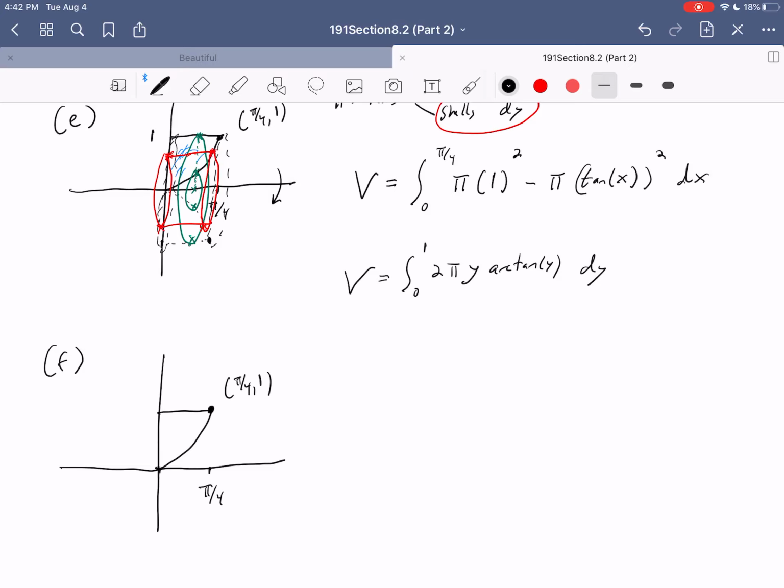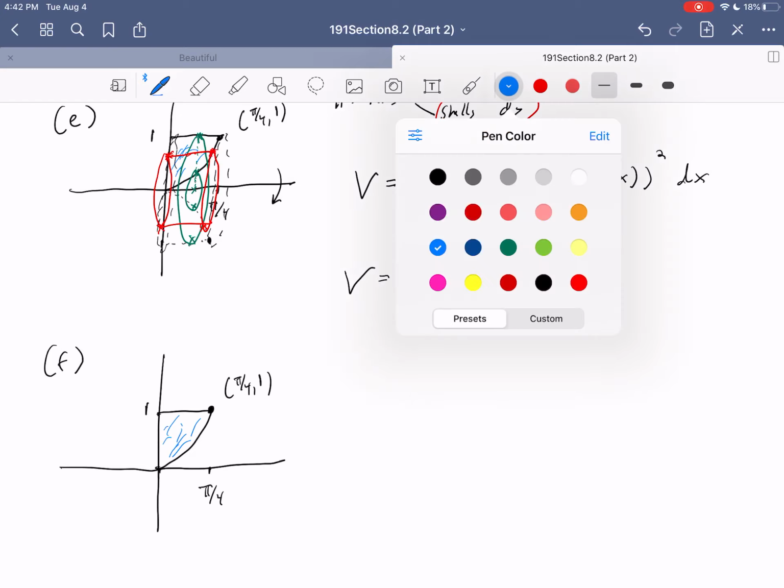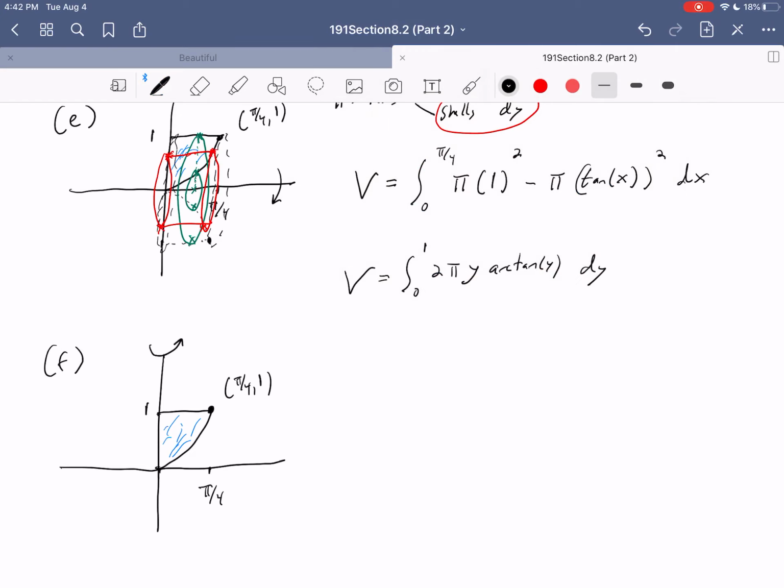And pi over 4, and we know that that's 1. And we're taking this area here. This time we're revolving around the vertical axis. So our mirror image would look something like that. And we're going to be building this sort of shape. So it's sort of a bowl shape that comes to an actual point at the bottom here. So I guess it would tip over if you actually built this shape, but that's okay.